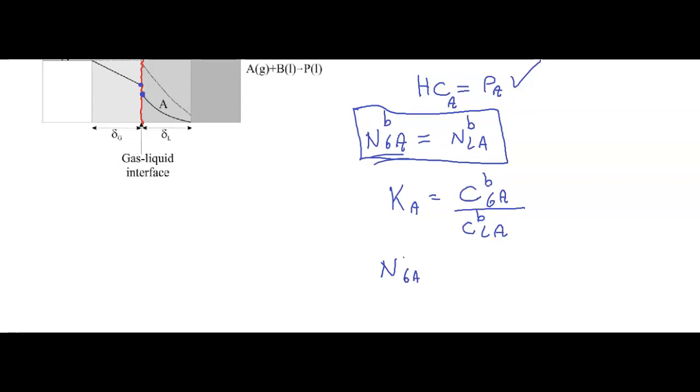NGA in the bulk is going to be equal to kGA, right? Concentration of A in the bulk minus concentration of A in the equilibrium, or in the interface. That's the point. Actually, I'm denoting this by S, in the interface. Okay, so in this way it is more clear.